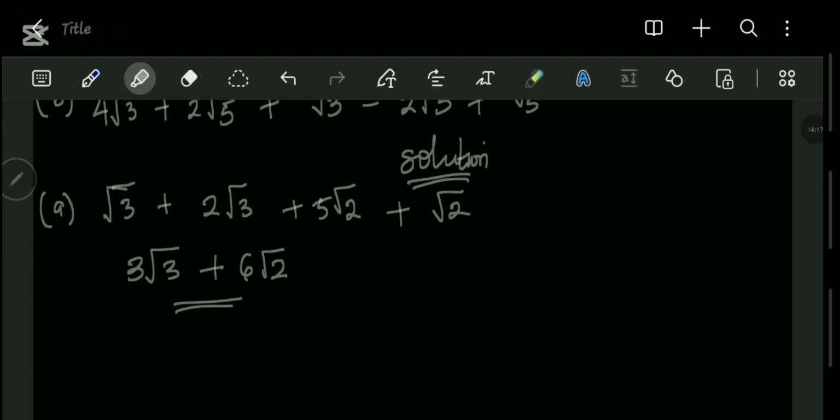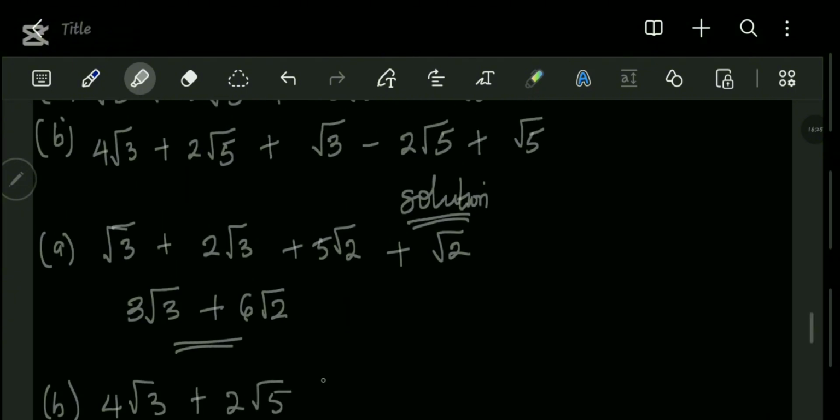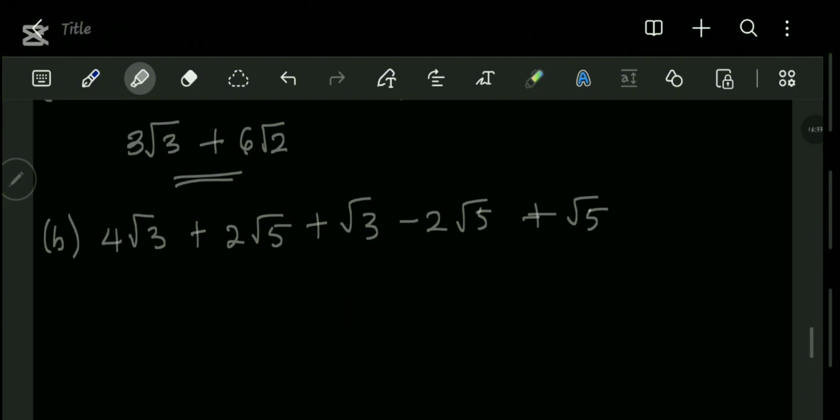And then for question 2, we are given 4 surd 3 plus 2 surd 5 plus surd 3 minus 2 surd 5 plus surd 5. If you observe, we collect like terms. What has 2, 3 and 5? We don't have surd 2 inside, we have surd 3 and surd 5. So I'm collecting that. So I'm having 4 surd 3. Which other one has surd 3 here? This has surd 3. So I'm having 4 surd 3 and then plus surd 3. Then surd 5 now plus 2 surd 5.